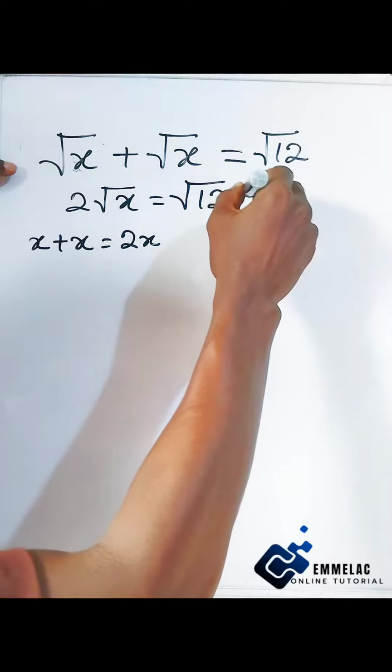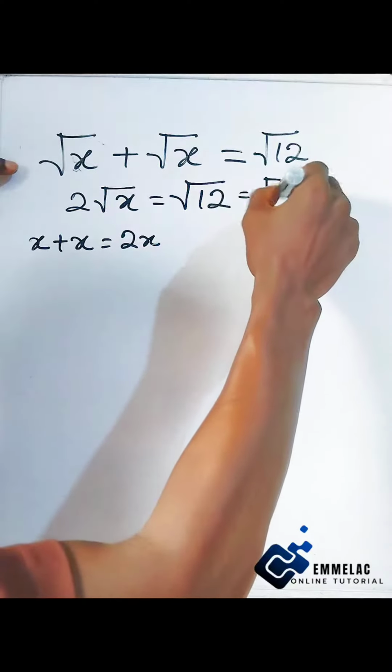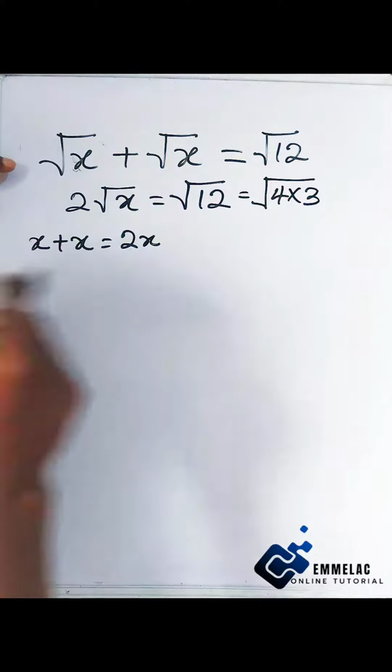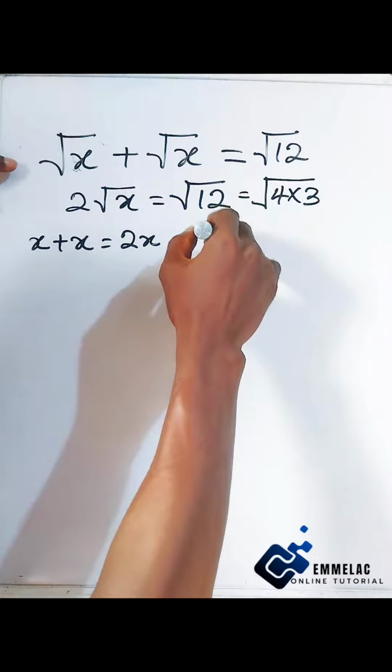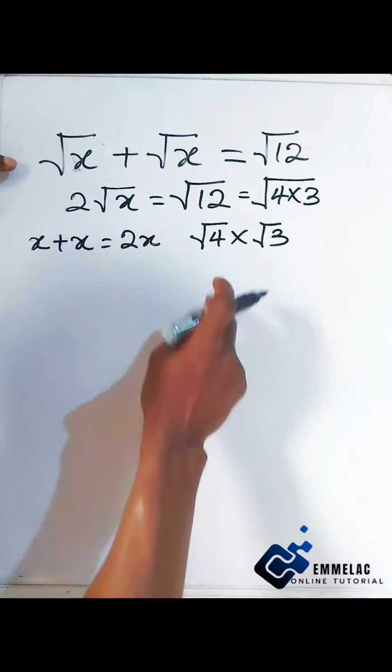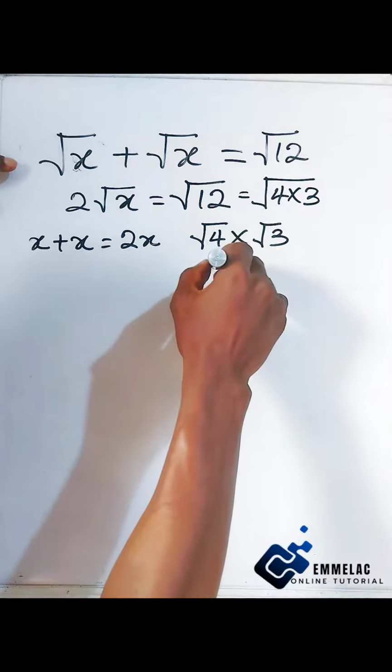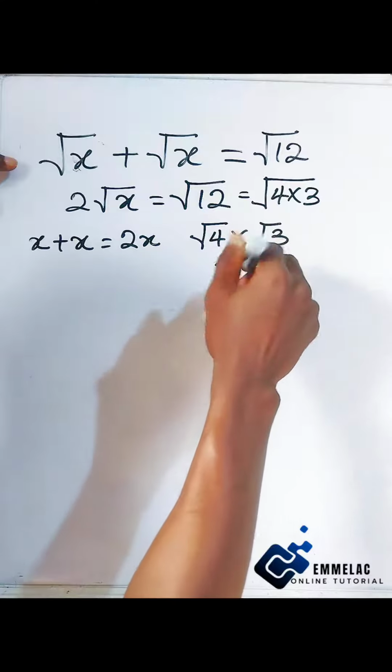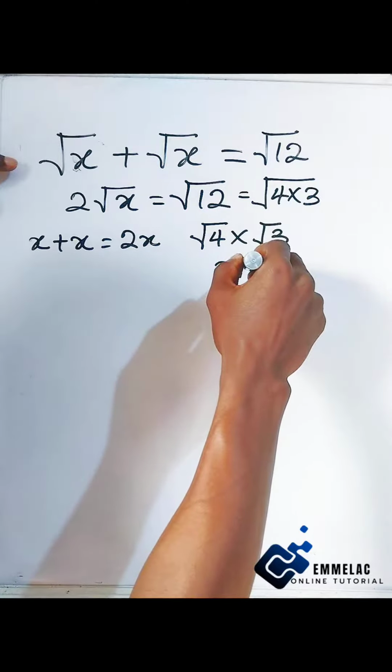Alright, so to that end, let us now simplify root 12. You know root 12 can also be rewritten as root of 4 times 3, which can also be expressed in this form, root 4 times root 3. And root 4 here is 2. Then times root 3 will end up giving us 2 root 3.